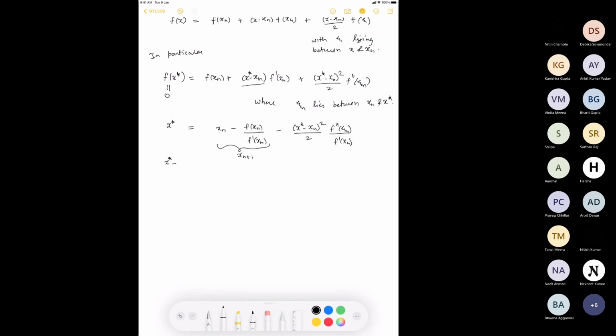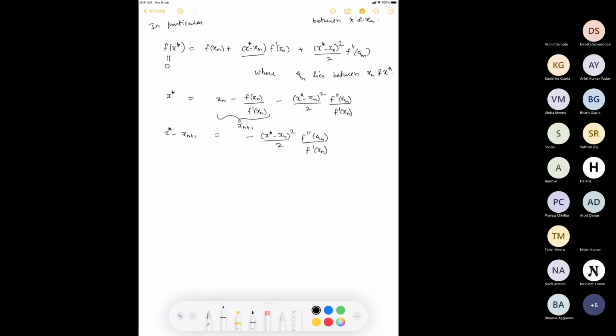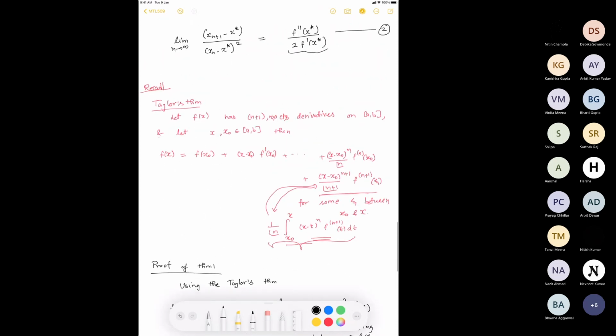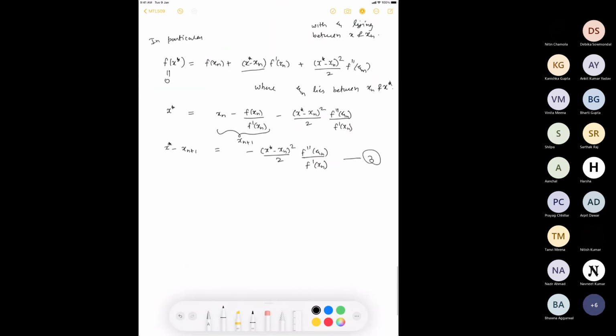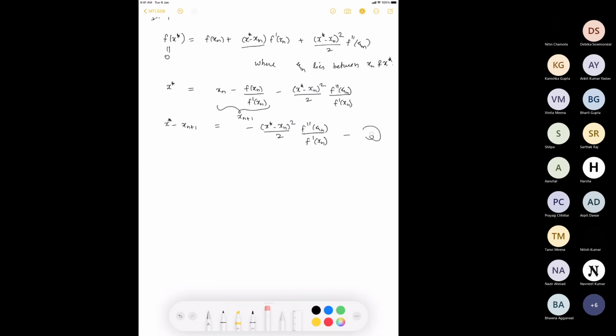So what do I have? I have x star minus x_{n+1}. This is nothing but minus (x star minus x_n) squared by 2 times f double prime of xi_n divided by f prime of x_n. Okay, so let's give it an equation number. This is 2, this is, let me give it a 3. Okay, so let me simplify one more step and then give the equation number. All right, doesn't matter, I can give it here itself.